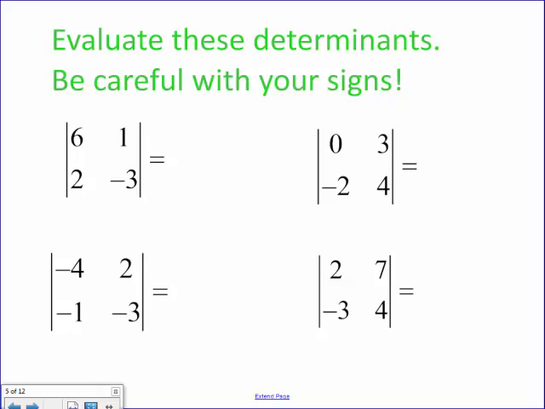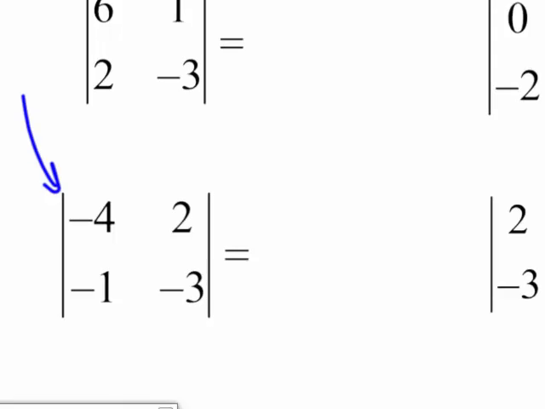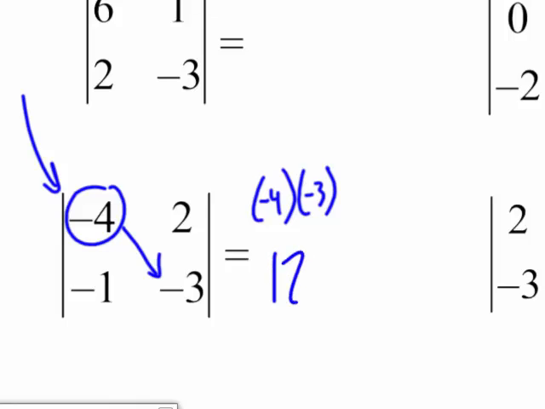So let's just do one of these to get some practice, but be careful with your signs. Let's grab a tricky one. Let's go down to this bottom left one right here. Like I said, start with the top left. So I go -4 times -3. I'm going to actually write this out. So -4 times -3, which is positive 12.